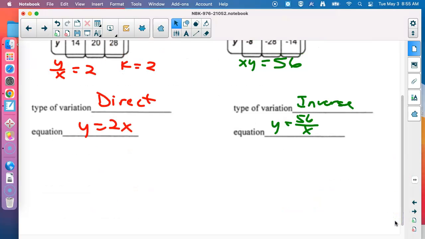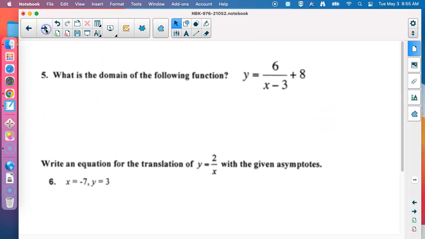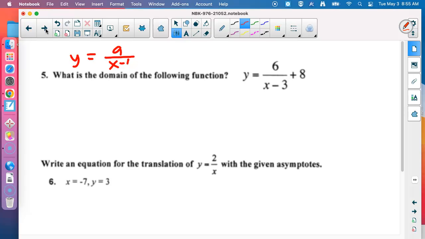So that was all about 8.1. Direct variation, inverse variation, joint variation. And then we got to the part where we started talking about graphing. So number 5 says, what is the domain of this function? And this is where we started using this model. Right there. But actually, without even knowing that model, we should be able to tell them the domain of this function.